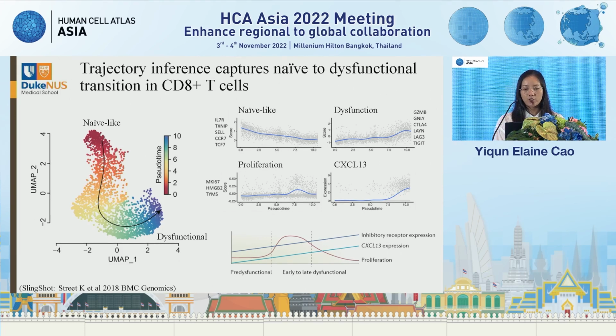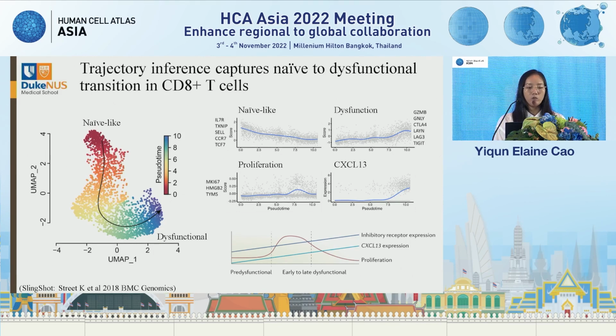This naive to dysfunctional transition is supported by the changes of known features. And on the right, these score plots show that along the pseudotime, the cells gradually lose the naive markers and acquire dysfunctional markers. And there's also a bump of proliferation, which likely reflects expanding clones of tumor-targeting CD8 T cells. And also, we observe CXCL13 elevation at the end of the trajectory. So these plots replicate well the feature changes described in the review paper I mentioned earlier.